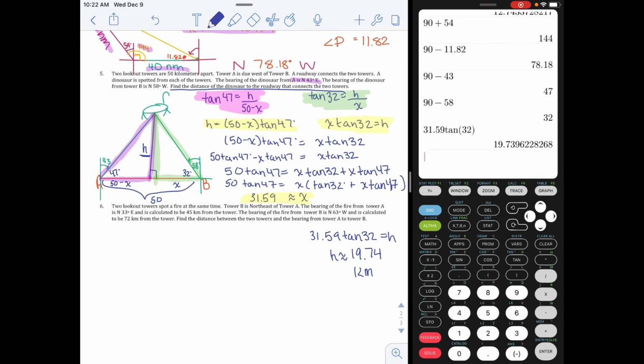kilometers. That is an awkward number of kilometers. Gotta end it on a good note. Put a box around your answer, circle it, do something so you know that is your final answer.